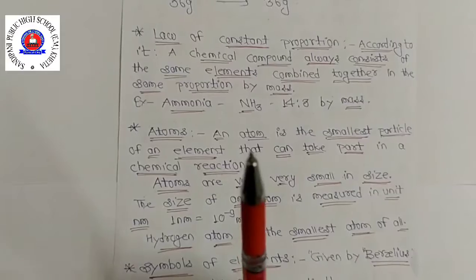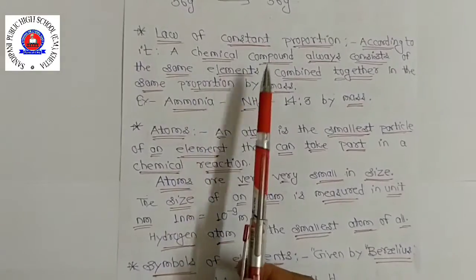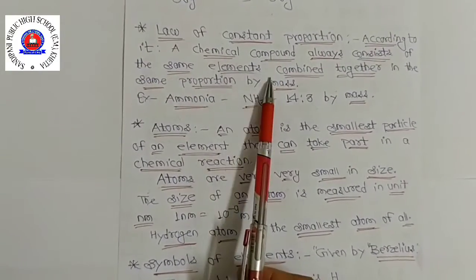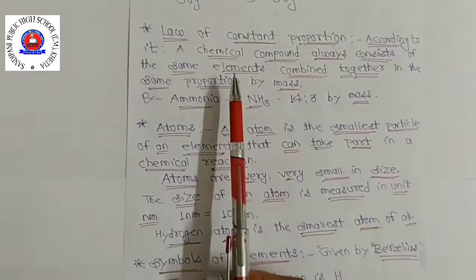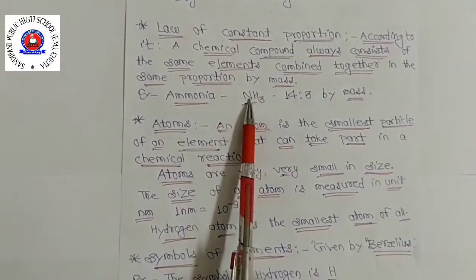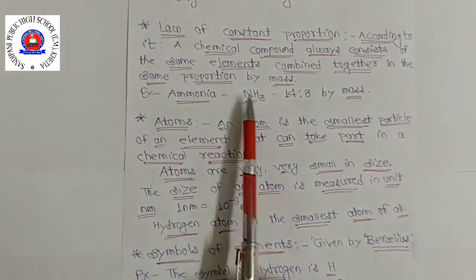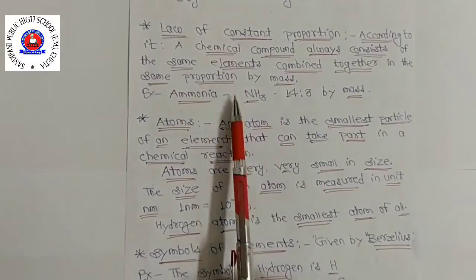Clear this one? Remember that the law of constant proportion is also known as the law of definite proportion or the law of constant composition, because the composition in it is fixed, definite, means that 14:3 by mass, that is ammonia.